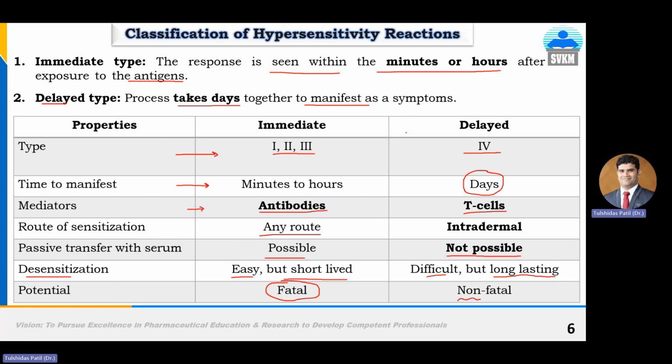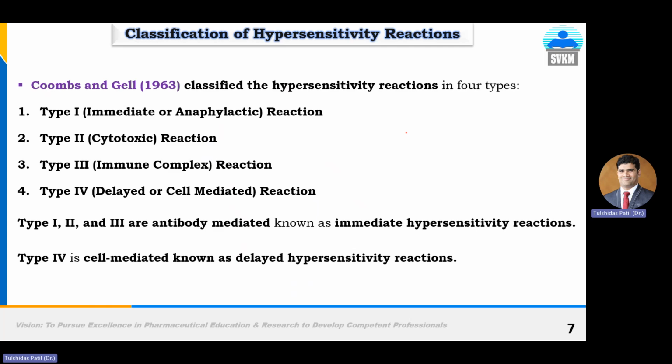Coombs and Gell are the ones who in 1963 classified these hypersensitivity reactions into four different types. Type 1 is considered the immediate or anaphylactic type of hypersensitivity reaction. Type 2 is referred to as the cytotoxic type of hypersensitivity reaction. Type 3 is referred to as the immune complex related hypersensitivity reaction. And type 4 is referred to as the delayed or cell mediated hypersensitivity reaction.